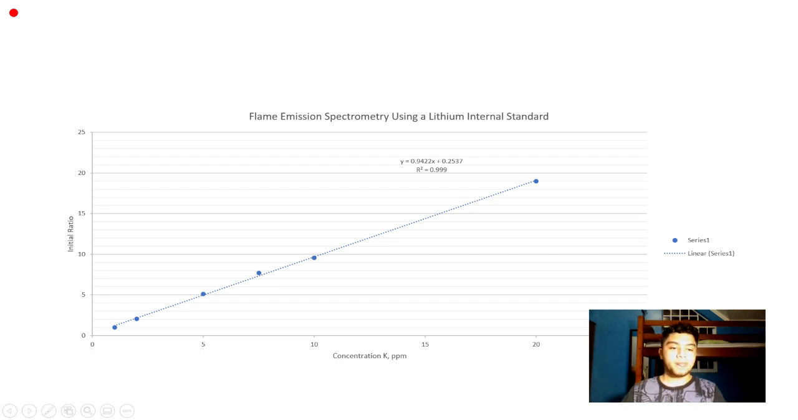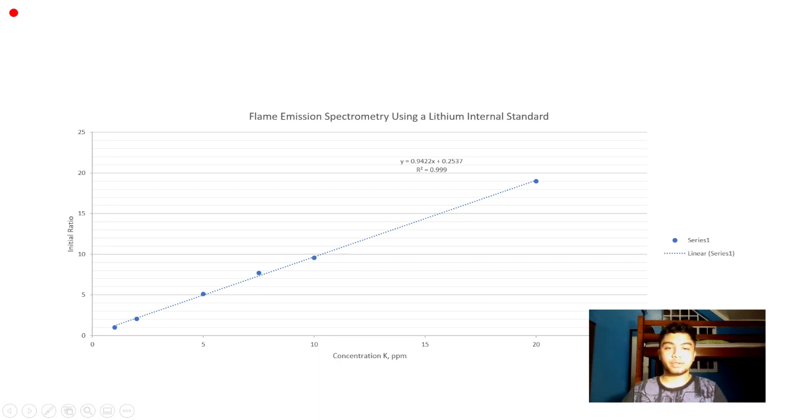With the regression value of 0.999, which is very close to 1, we can tell that this equation is linear.